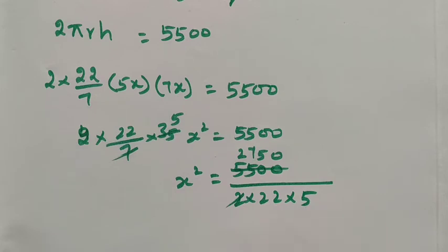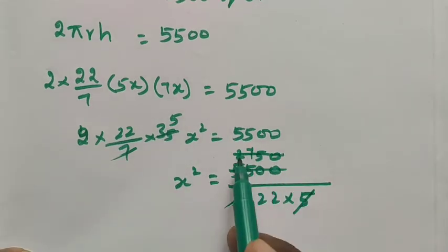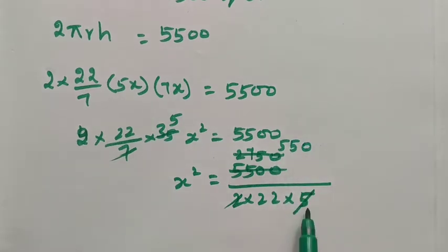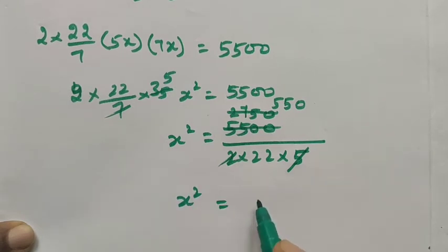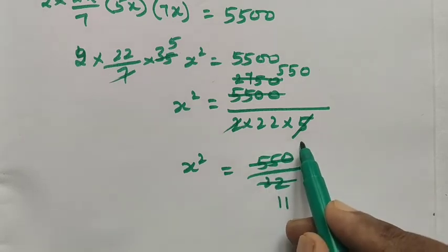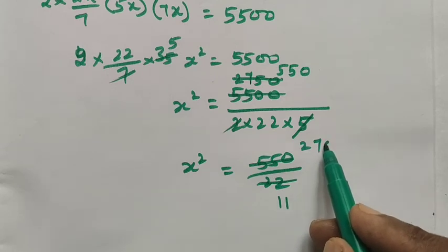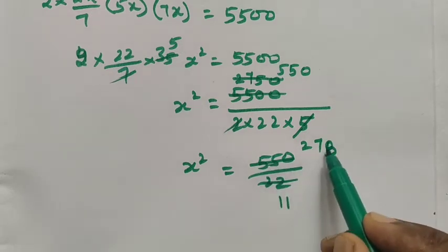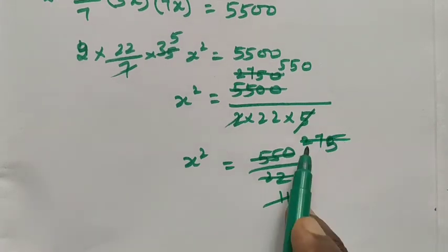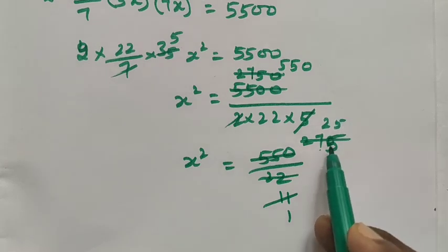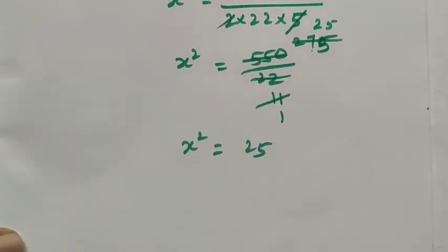2750. And then divide by 5, 5 5s are 25, remainder 2, again 25, 5 5s are 25, and then 0. So if you divide by 5, 550 is the answer. Then x square is equal to 550 divided by 22. If you divide by 2, we get 11. 11 2s are 22, and then remainder is 5, 55, 11 5s are 55. So x square is equal to 25. Then the value of x is equal to 5.